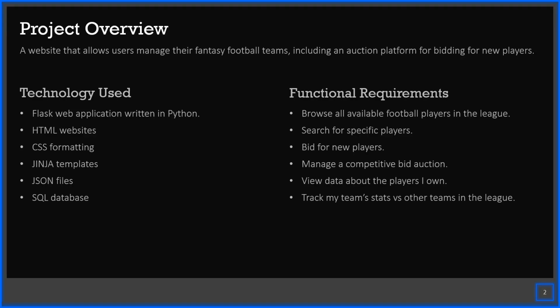For the project, I built an auction platform that allows users to bid for new players as part of a fantasy football league. The website was built in Python and uses HTML for the websites, CSS for the formatting, and Jinja templating to insert some logic into the HTML. The data is pulled from an online source as a JSON file, and everything is converted down into an SQL database. What I'd like to do now is give you a demo of how the website works.